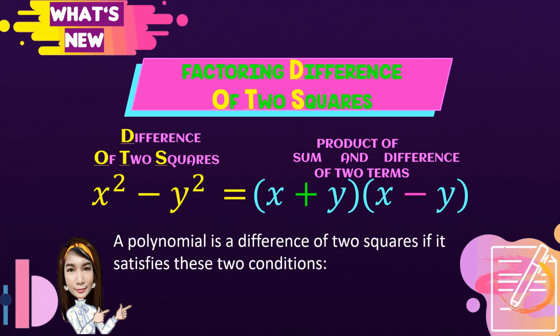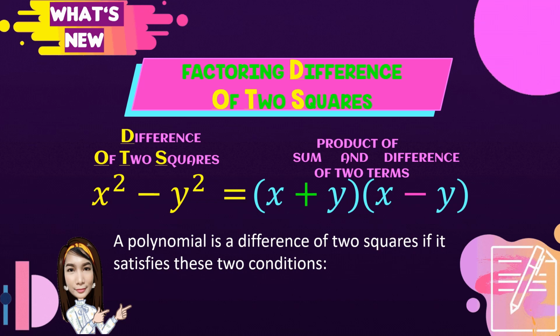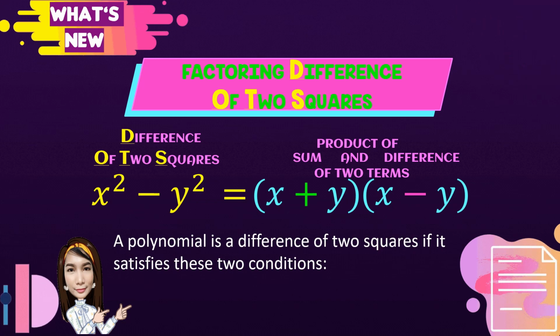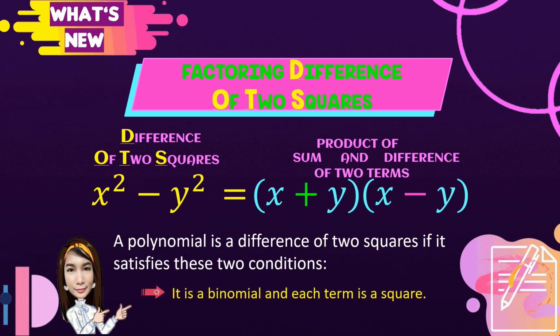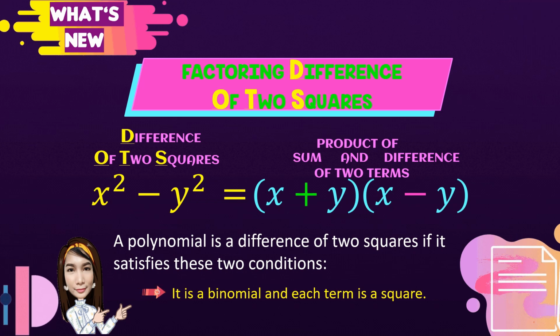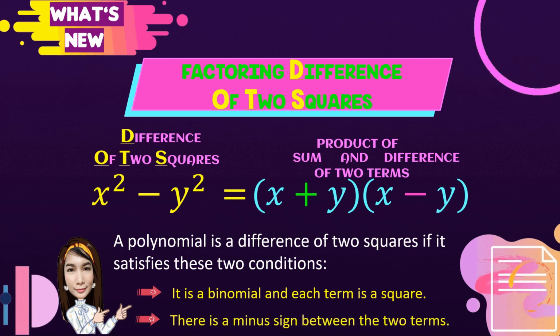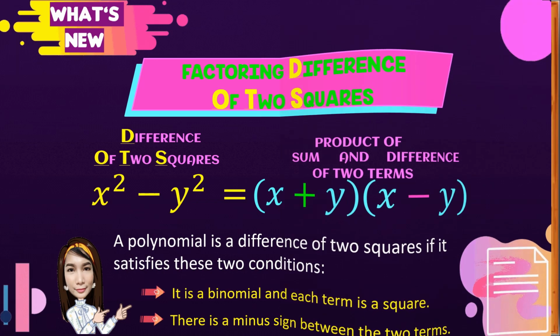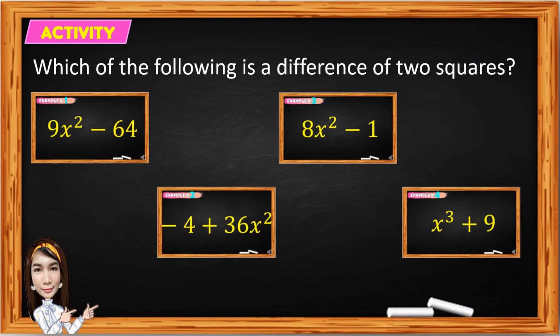A polynomial is a difference of two squares if it satisfies these two conditions. First, it is a binomial and each term is a square. Next, there is a minus sign between the two terms. Moving on to our first activity, which of the following is the difference of two squares?